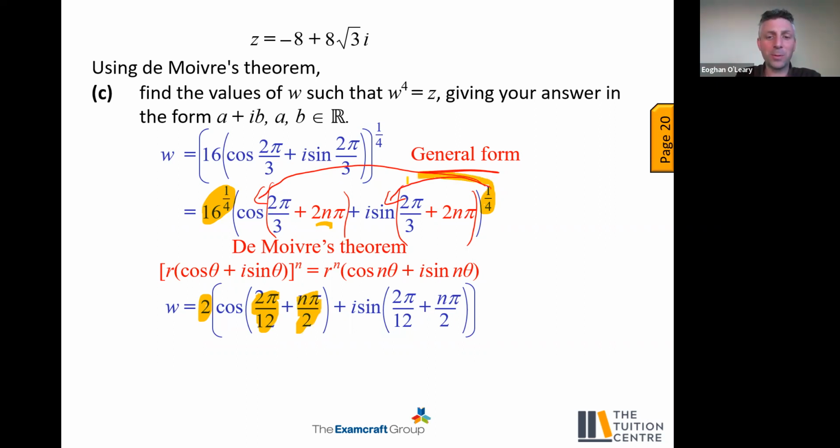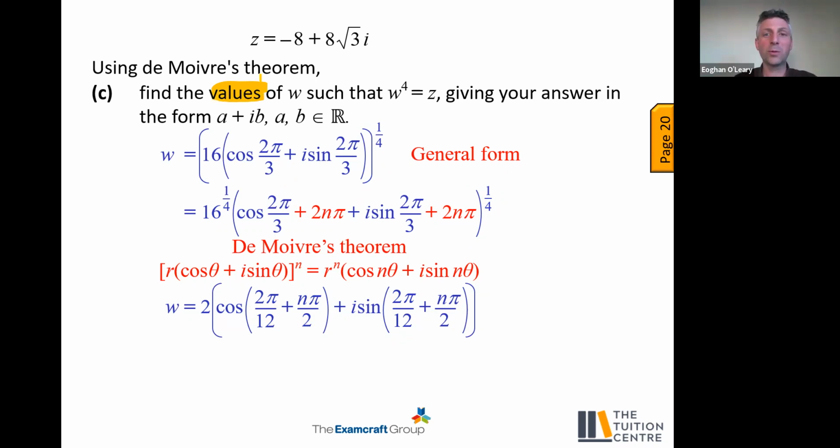Same here, when I multiply my quarter into the bracket, 1/4 times 2 pi over 3 will give me 2 pi over 12. 1/4 times 2n pi will give me pi n over 2. So we've done a lot of the hard work now, just a little bit left to go. We know we need values, so we're going to have to find more than one.